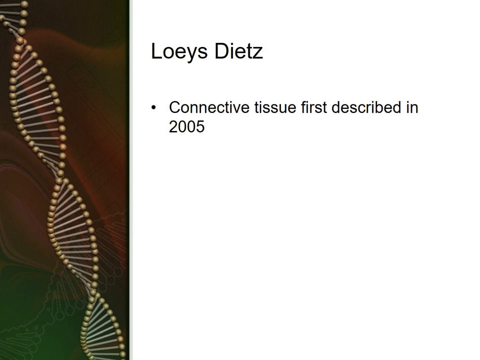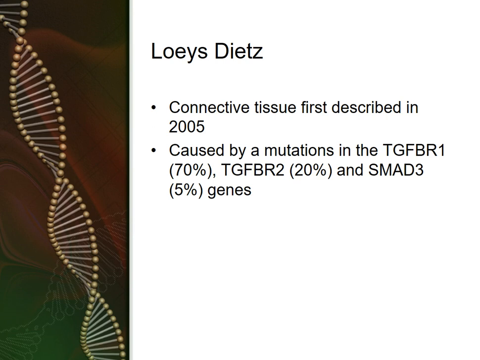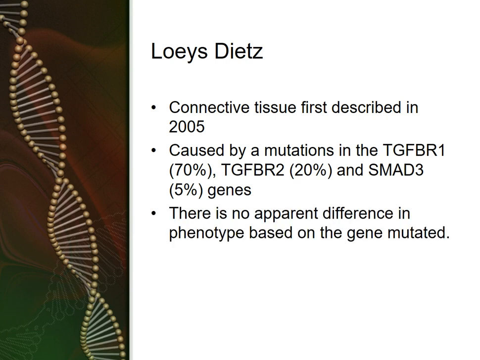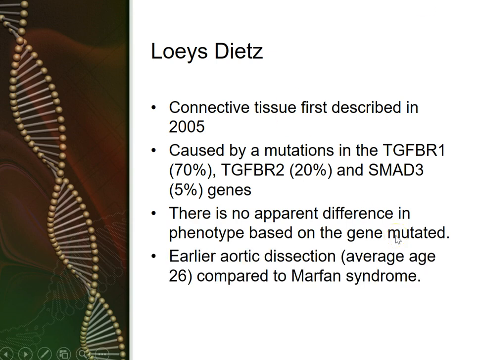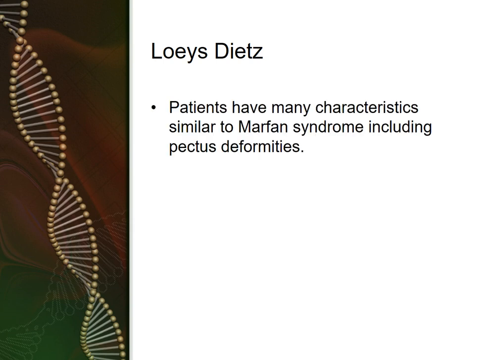We've talked about Ehlers Danlos type 4, which is a really scary form of Ehlers Danlos, and Marfan syndrome. Loeys Dietz is actually worse than either of them, and it wasn't even described till 2005. It's caused by a mutation of one of three genes: TGFBR1, TGFBR2, and SMAD3, and these are all genes involved in the connective tissue matrix. There's actually no difference in the phenotype based on these different genes. They have earlier aortic dissection, on average at 26, compared to Marfan syndrome, which is usually in the 40s.